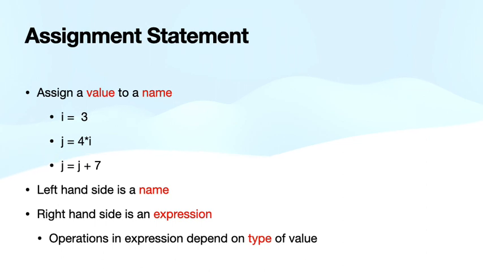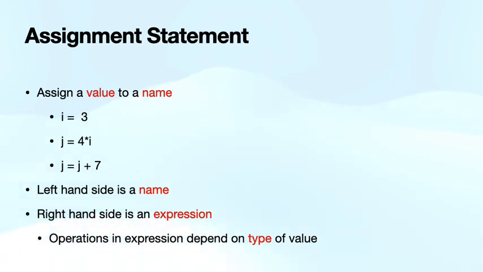Now let us talk about the assignment statement. But before that, what is a statement? The most basic statement in Python is to assign a value to a name. We have seen some examples, and here are some examples. In the first statement, i is a name and it is assigned a value 3. In the second statement, j is a different name and it is assigned an expression 4 times i.